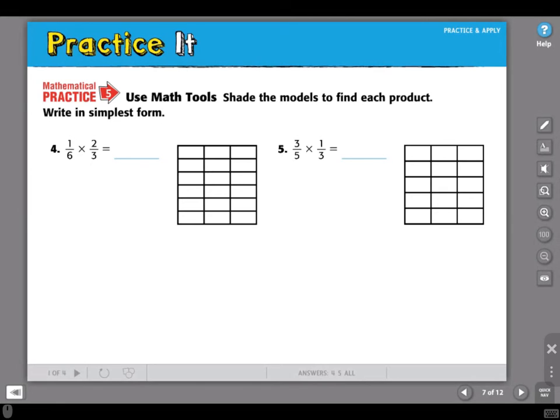Finally, here is the Q section of our whisk. There are 2 questions I would like you to answer, and I would like you to draw a model to show the product. We have 1/6 times 2/3 and 3/5 times 1/3.